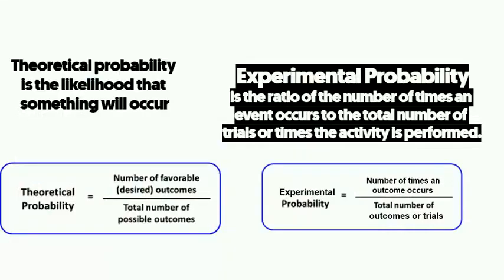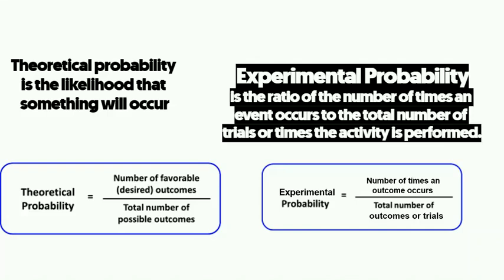Okay, so there's two types of probability that we have. We have theoretical probability and experimental probability. So theoretical probability is the likelihood that something will occur and is found by taking the number of desired outcomes over the total number of possible outcomes. I'll explain that more when we get to the board. An experimental probability is the ratio of the number of times an event occurs to the total number of trials or times that the activity is performed. And it is found by taking the number of times an outcome occurs and you put a line under it, and it's over the total number of outcomes or trials.